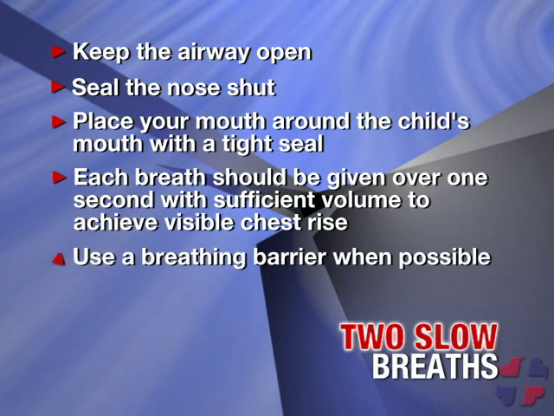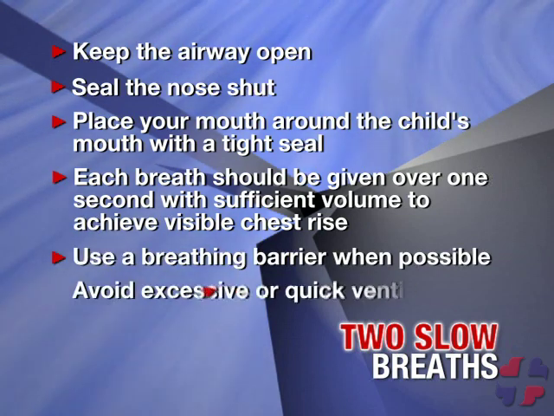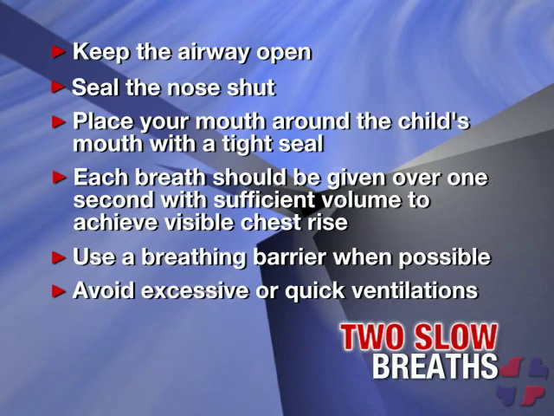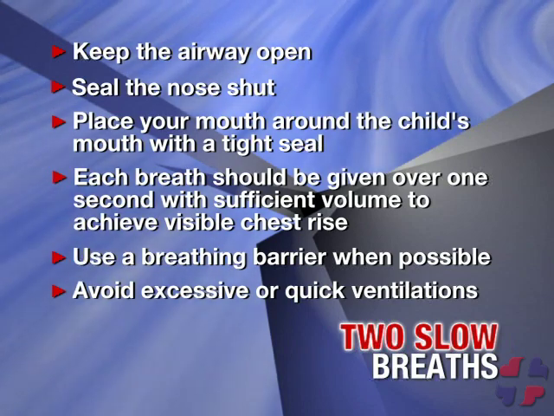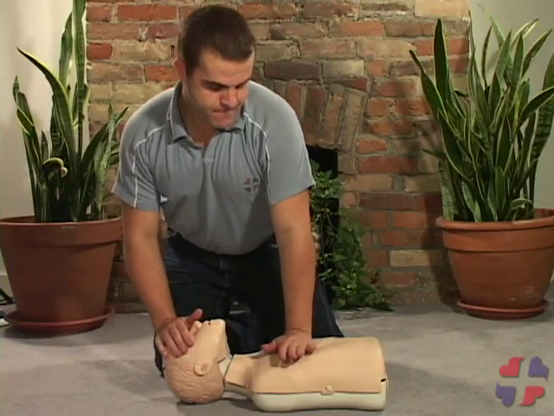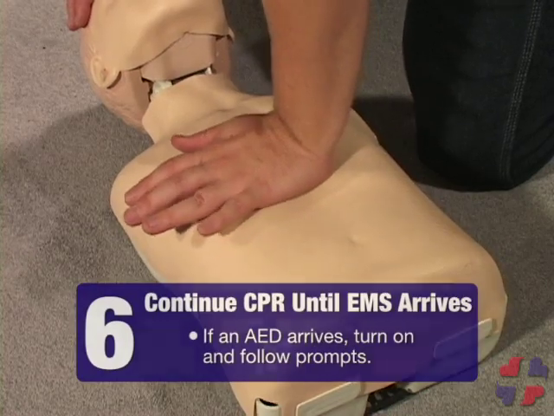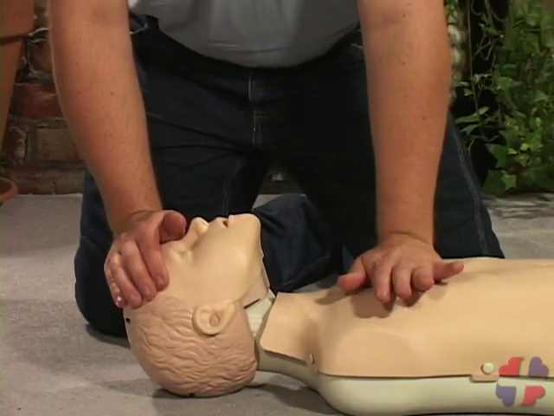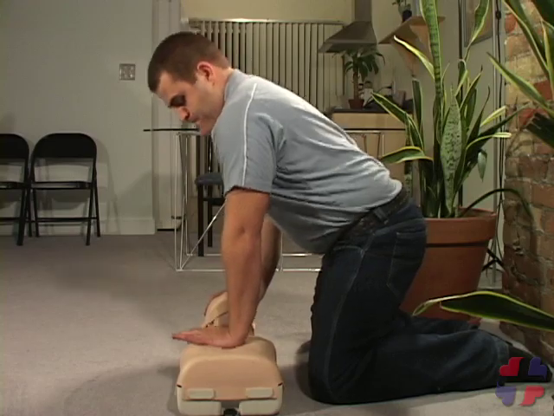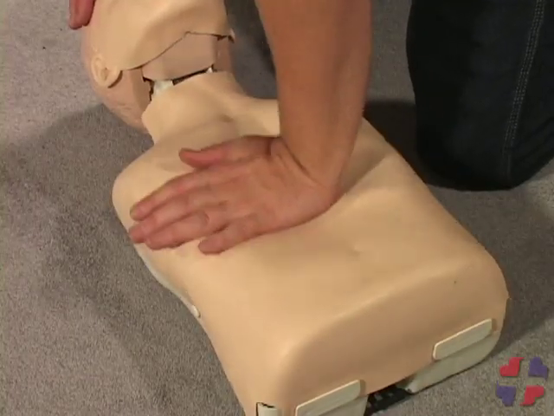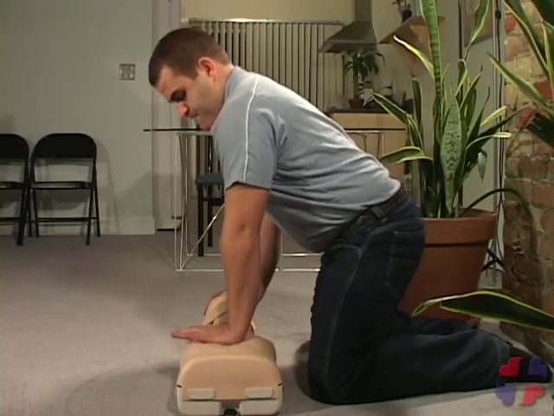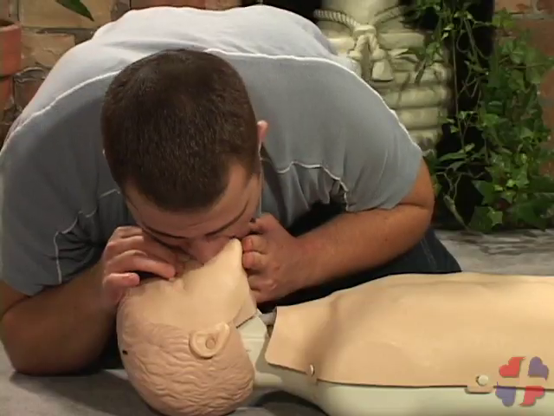Use a breathing barrier when possible. Avoid excessive or quick ventilations, as this may cause the child to vomit. Repeat cycles of 30 compressions and 2 breaths. When doing compressions, you should go at a rate of at least 100 compressions per minute. Keep circulating and oxygenating the child's blood.